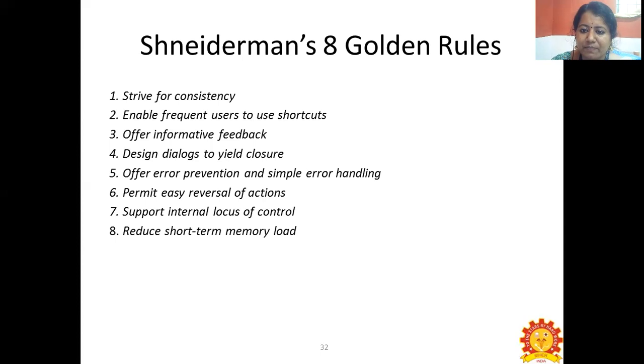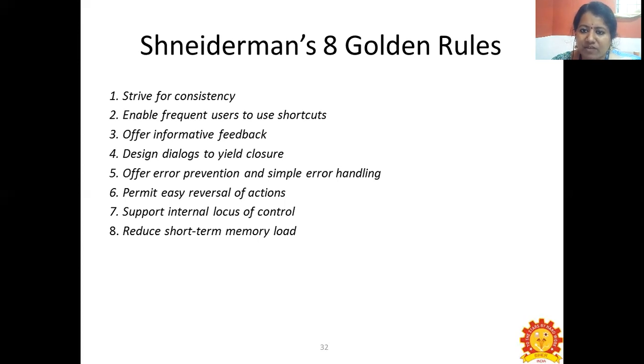Sixth, permit easy reversal of actions. The seventh, support internal locus of control. The last, reduce short-term memory load. So these are the 8 rules that come under Shneiderman's 8 golden rules.